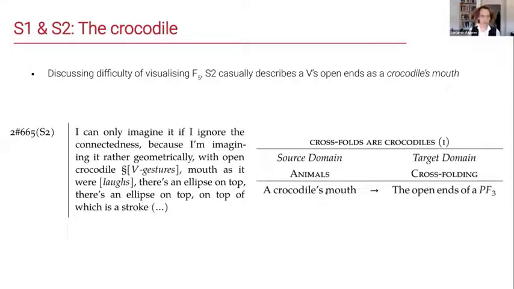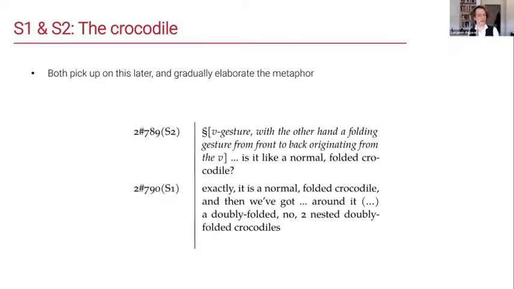And they continue chatting. This doesn't really play a role, but a couple of minutes later, the term is now in the room, and they start reusing it, and they gradually elaborate this into a kind of metaphor. So we get a dialogue like this. "Is this like a normal folded crocodile?" "Exactly. It's a normal folded crocodile, and then we've got a rounded doubly folded, no, 2 nested doubly folded crocodiles."